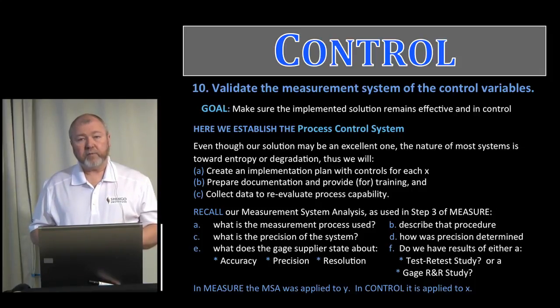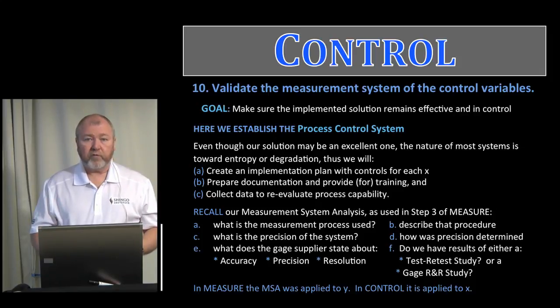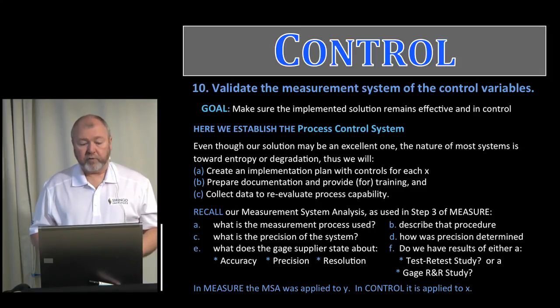For analyze, we have 4, 5, 6. For improve, 7, 8, 9. And now we're to steps 10, 11, 12 in the control phase. And all of those steps, ABC and 1 through 9, will have been covered in prior presentations on D, M, A, and I, define, measure, analyze, and improve. So now we're on steps 10 through 12.